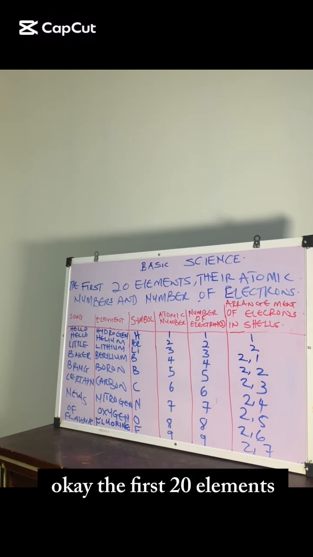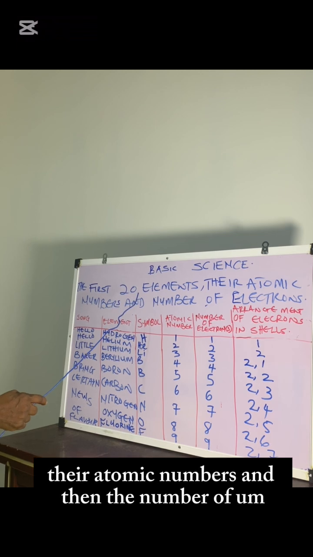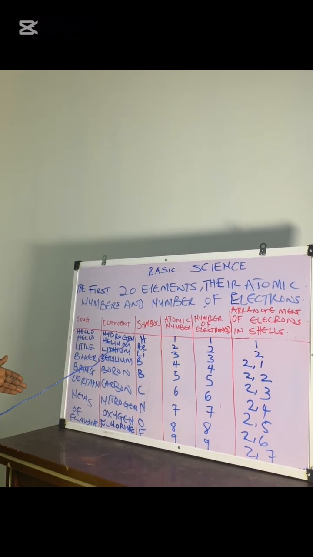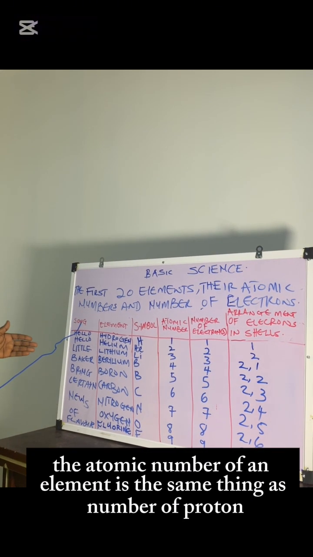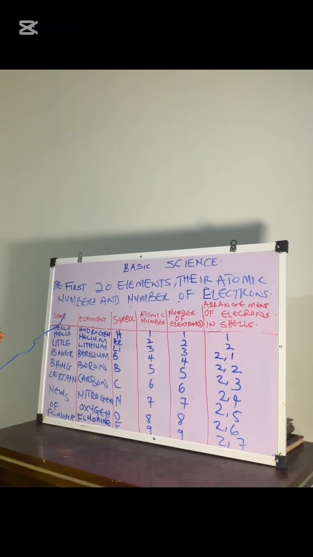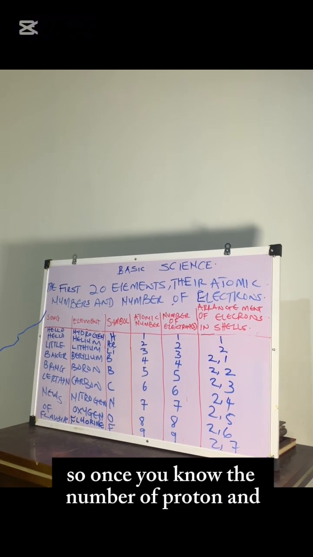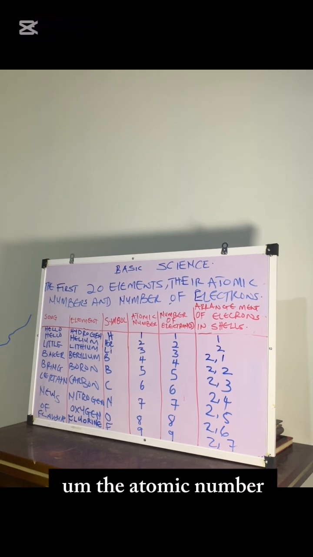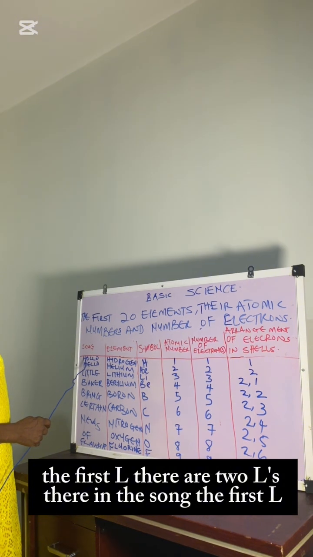Okay, the first 20 elements, their atomic numbers, and the number of electrons are stated in this table. Remember, I said that the atomic number of an element is the same thing as the number of protons, and it's also the same thing as the number of electrons. So once you know the atomic number, it tells you the number of protons that atom is carrying. The first "Lo", there are two "Lo"s in the song.